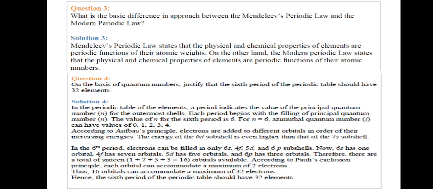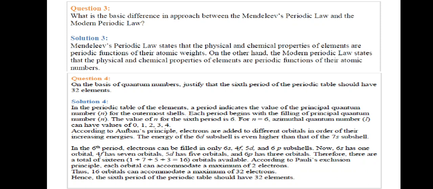Now 6s has 1 orbital, 4f has 7 orbitals, 5d has 5 orbitals and 6p has 3 orbitals. The total number of orbitals is 1 plus 7 plus 5 plus 3, which is 16 orbitals available, according to the Pauli's exclusion principle.